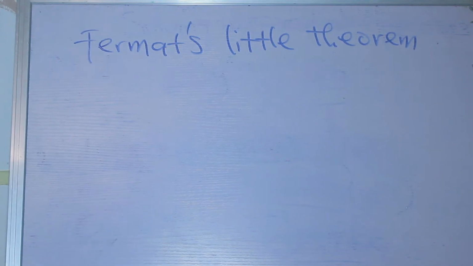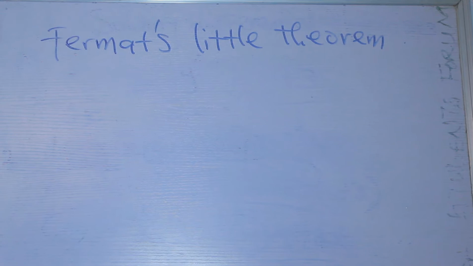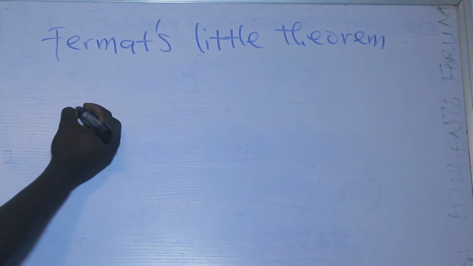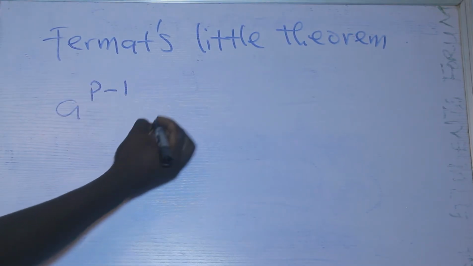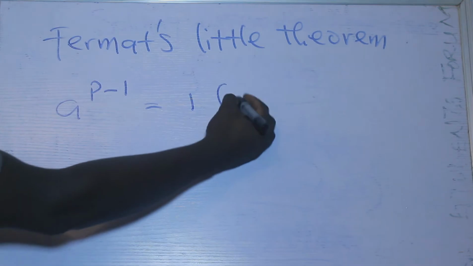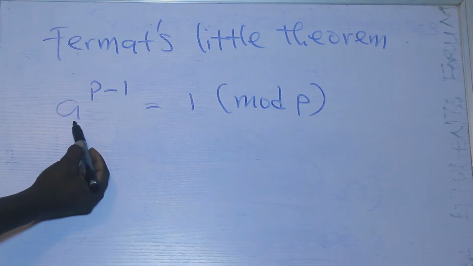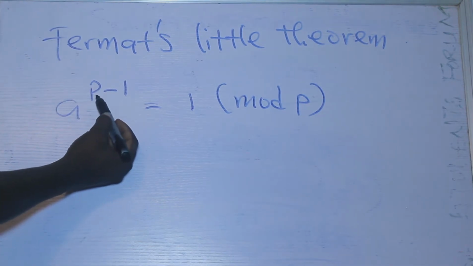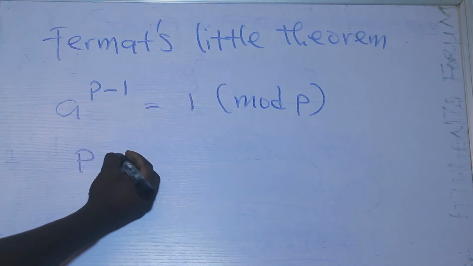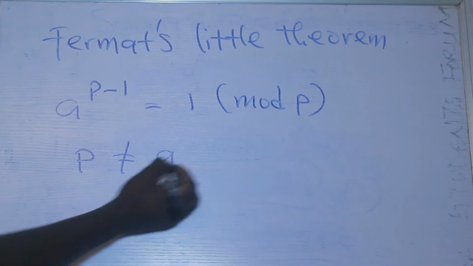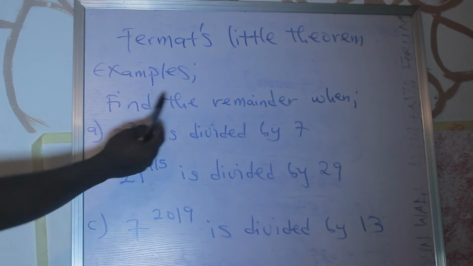Fermat's Little Theorem is used in finding the remainders of big numbers. It is expressed like this: a raised to the power p minus 1 is congruent to 1 mod p, where a is an integer, p is also an integer, and p is not a multiple of a. These are some of the examples that we're going to be solving.